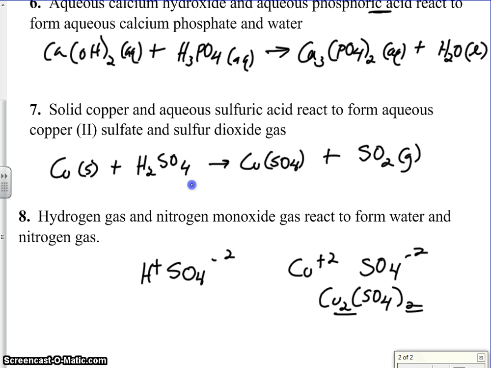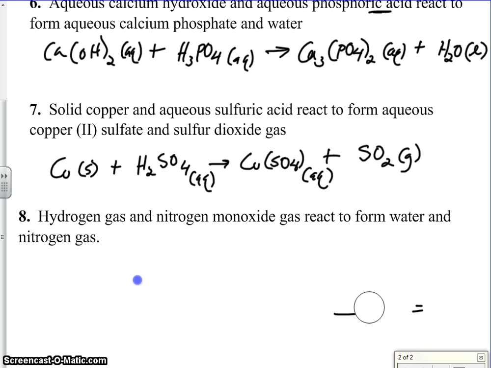Oh, we forgot states of matter on a couple of these, sorry. Aqueous for sulfuric acid, and this guy is also aqueous. Okay. And last one to practice.